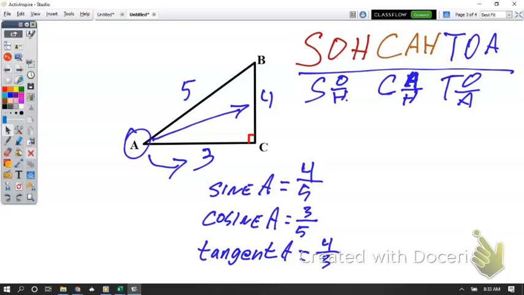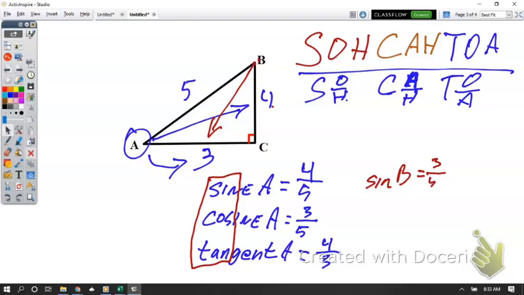That being said, let's take a look at angle B. All right, the sine of angle B. All of these are abbreviated with just the first 3 letters. It is sine, it is not sin. Sine is still opposite over hypotenuse, but notice, opposite to B is not 4. Opposite to B is 3. The hypotenuse is still 5. That doesn't change.